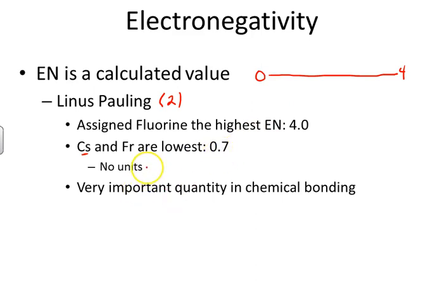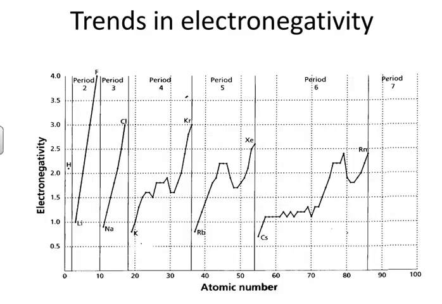So I said this is a scale. There are no units for the electronegativity in Pauling's calculation. And this is a very important concept in terms of chemical bonding. We actually use the electronegativity to classify the type of chemical bond that's formed between atoms.